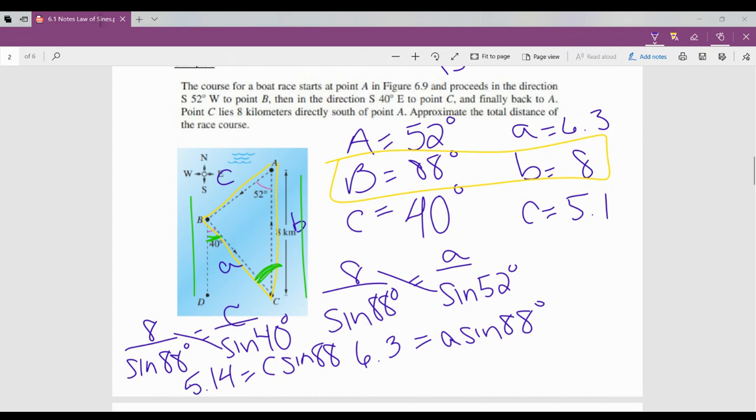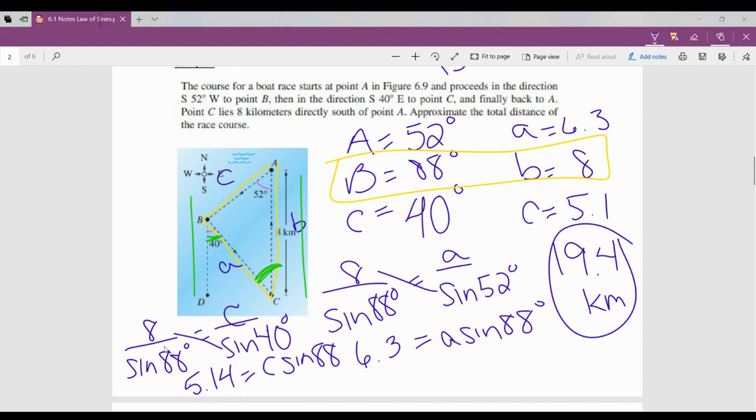Now I want to know the total distance of the race course, which is the whole triangle around. The race course starts at A, goes around, and back up to A. So we add all three side lengths: 6.3 plus 8 plus 5.1, and we get that my race course is 19.4 kilometers. That's my final answer.